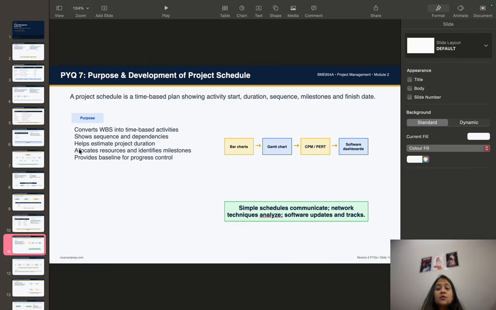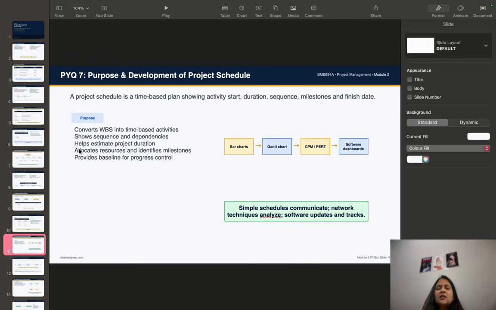Clear? And here project scheduling tools have developed from simple bar charts to Gantt charts, then CPM and PERT, and finally the software dashboards you have right now. So these days we have software dashboards where we can easily analyze the data, and the project progress we can easily understand. Now, simple schedules are useful for communication, network techniques are useful for analysis, and software dashboards are useful for updating and tracking. So these are the keywords you have to remember for the purpose and development of project schedules.